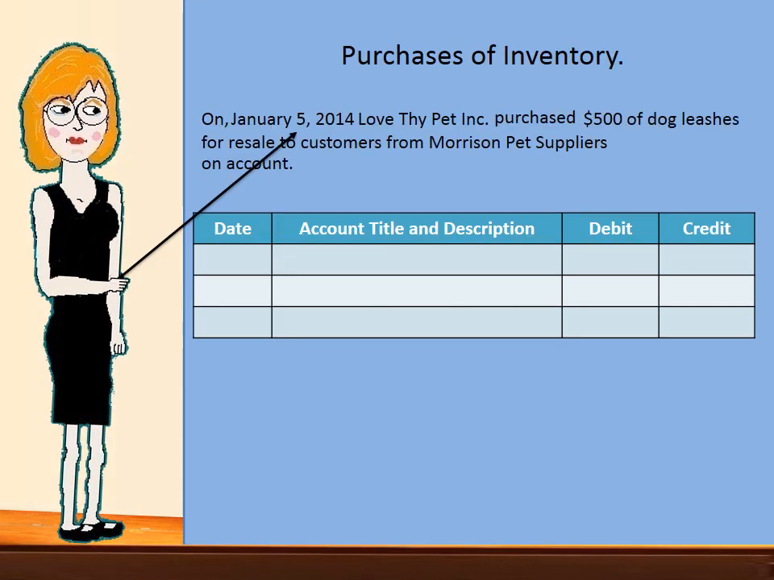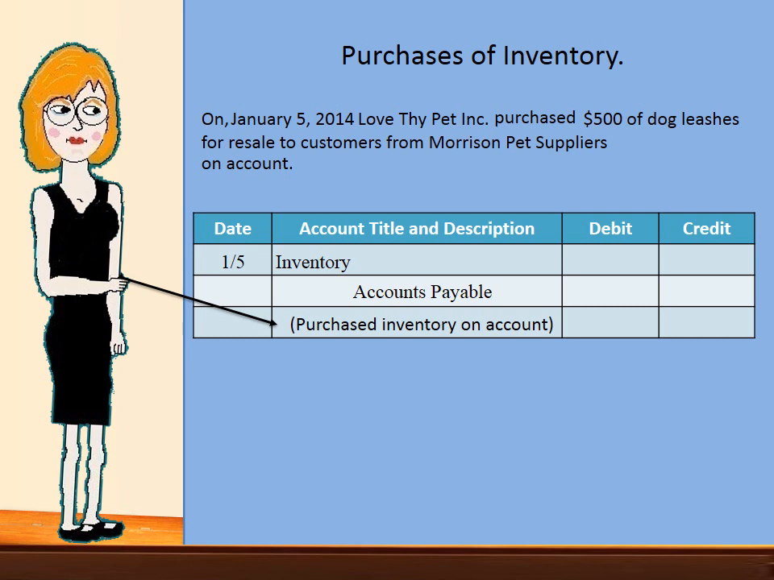Now, let's look at the purchase of inventory. The date is January 5th, 2014, so we will put that in the date column, 1/5. We purchased inventory, so we will debit inventory. It was on account, therefore we will credit or increase the amount we owe in accounts payable. Our description will be purchased inventory on account.